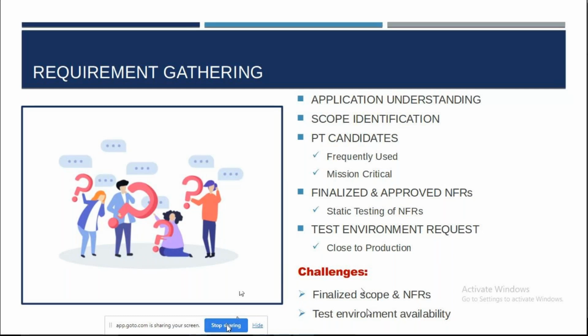I have a query. For performance testing, do we need normal application or mobile application builds, or do we need to ask for some special builds from the developer? Whatever version, I'll tell you, it is not that only a mobile application will be performance tested. It could be a web application, a mobile application, an API, anything. Whatever application is going to go live, that application you have to do the performance testing.